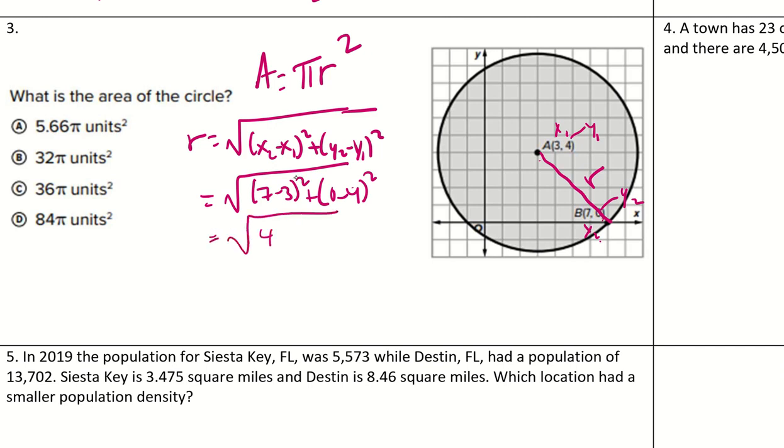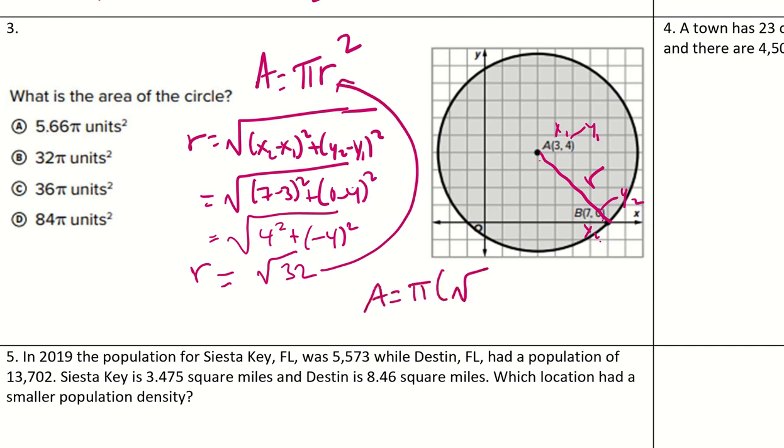So 7 minus 3 is 4. So 4 squared plus negative 4 squared. All right, so in this case, you get 16 plus 16, which is 32. Just do that on the calculator. Okay, so my radius is the square root of 32. We're not going to simplify that. We're just going to leave it like that because we're going to plug this into the area. So the area is pi times the square root of 32 squared. The square root of 32 squared is just 32 because the square and the square root cancel. So that leaves you with 32 pi. There you go. That makes it a little easier.